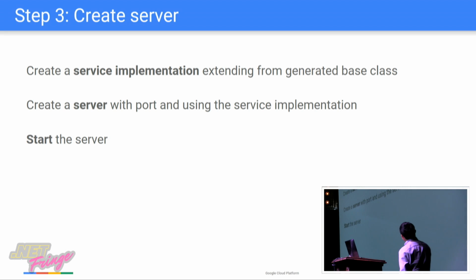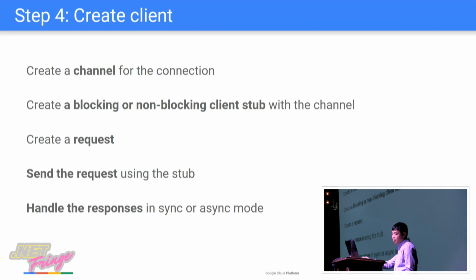Step 3, create the server. Create a server implementation extending from the generated base class. Create a Server class with a port, using the service implementation, and start the server. That's for creating the server. Step 4, create the client. Create a channel, then create a blocking or non-blocking client stub with the channel. Create a request, send the request, and get the response.